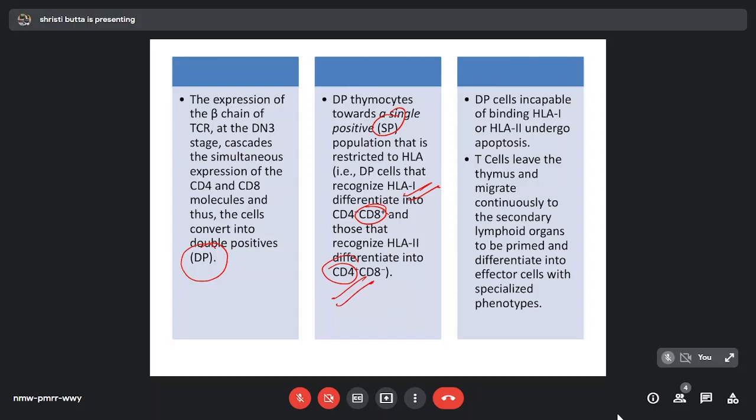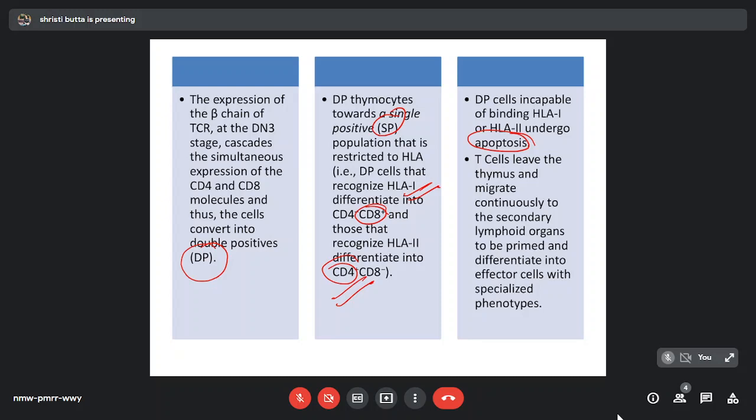Double positive cells incapable of binding to HLA1 or HLA2 undergo what is called apoptosis. So if you have the double positive cells that are incapable of binding to HLA1 or HLA2, then they undergo apoptosis. T cells subsequently leave the thymus and migrate continuously to the secondary lymphoid organs to be primed and differentiate into effector cells with specialized phenotypes.